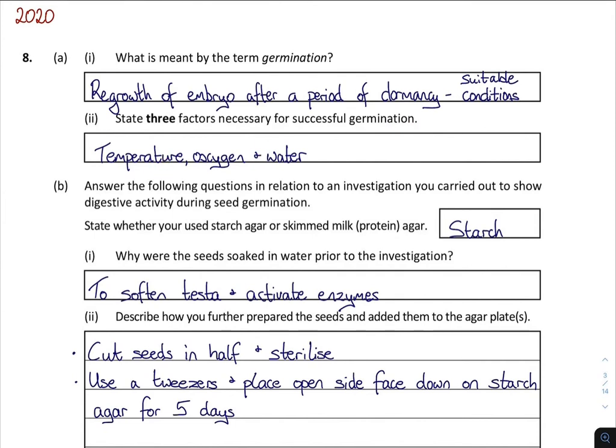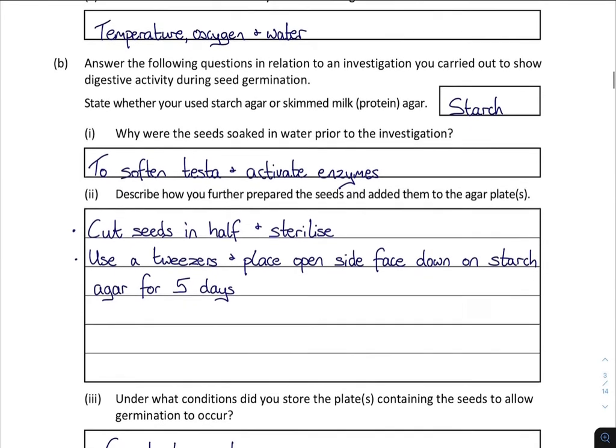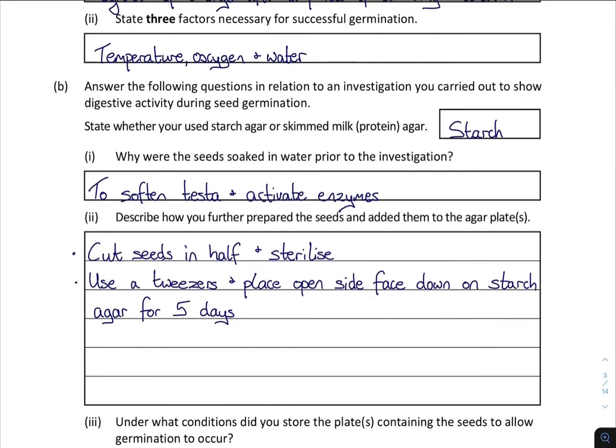So, depending on which version you did on this, it might be slightly different. So you might have used starch agar or skimmed milk agar. I use starch agar. I think most people do use starch agar. I will only be referring to starch agar part of it, so that this does actually matter for the rest of it. So why were the seeds soaked in water prior to the investigation? 2 reasons: to soften the testa, that's the coat of the seed, and also to activate the enzymes.